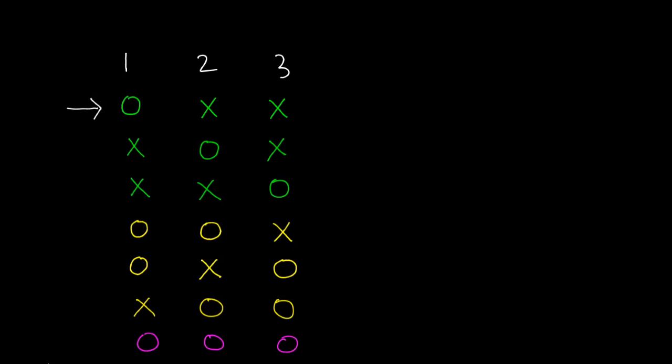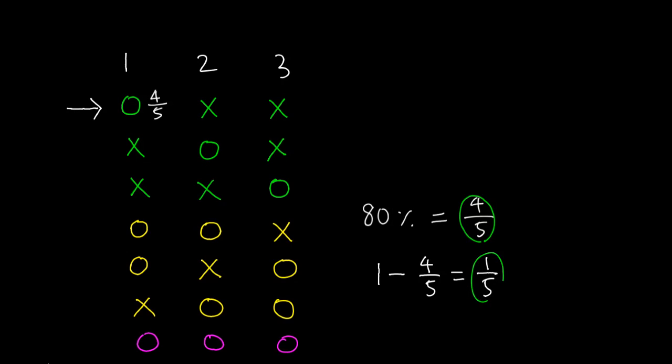Since my free throw percentage is 80%, that's the same thing as 4 out of 5 in probability. So the probability of making the first one is 4 over 5. If I subtract 4 over 5 from 1, that gives the probability of missing the shot, because you either make it or miss it, and there are no other possibilities. So the probability of missing the second shot is 1 over 5, and the same thing for the third shot.